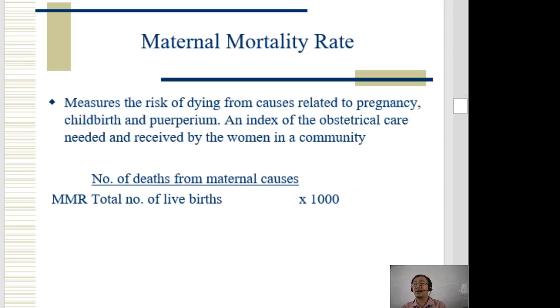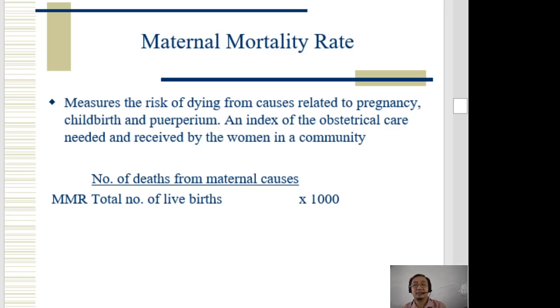Next is maternal mortality rate. So when you say maternal mortality rate, we're referring to the pregnant women, even postpartum women. It measures the risk of dying from causes related to pregnancy. So it is clear, okay?